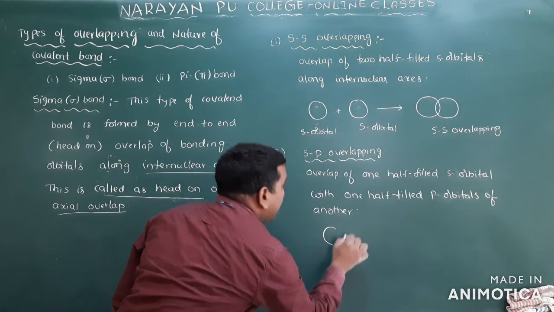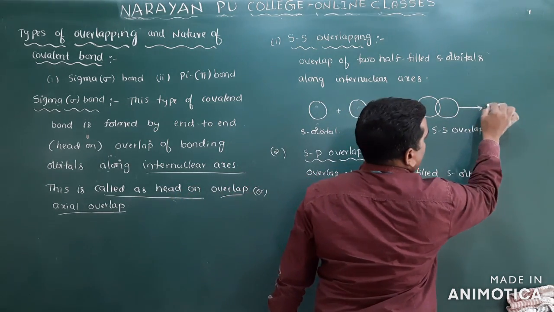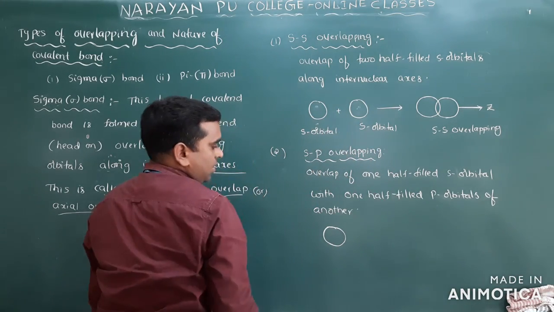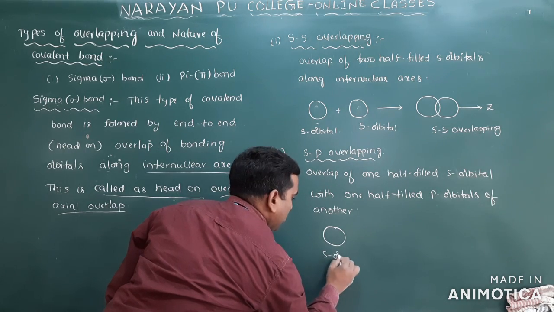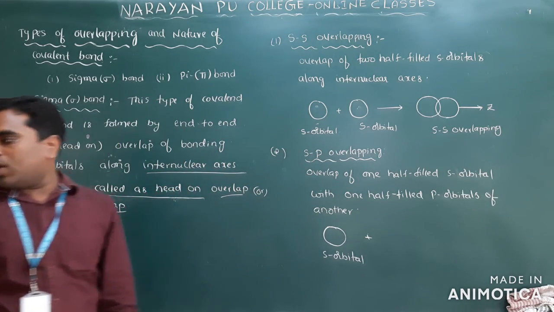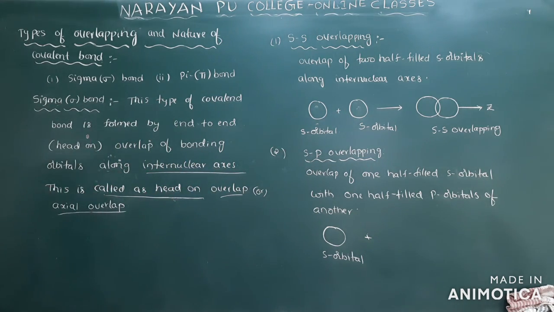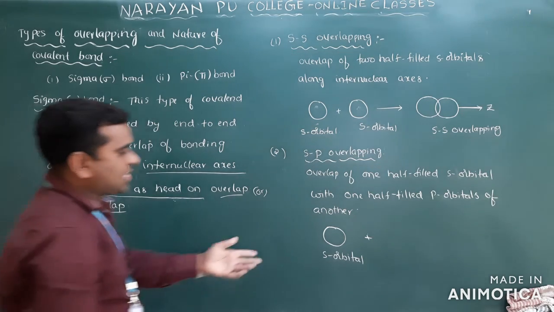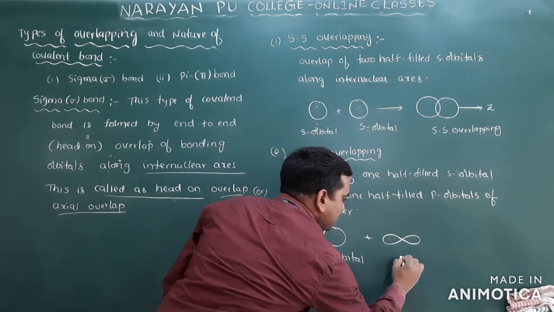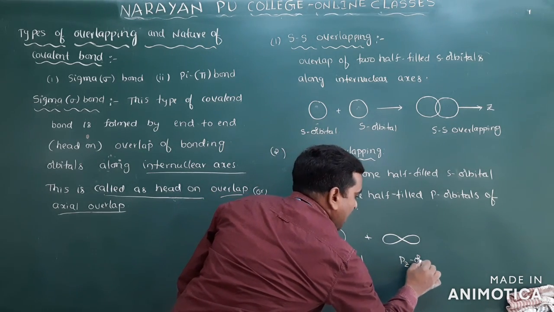Suppose I write here the Z axis, the internuclear axis. This is an s orbital. Then I will take a p orbital here. Which p orbital can I take? I can take the pz orbital, because the overlap is along the internuclear axis. So which orbital do I have to take? The pz orbital.